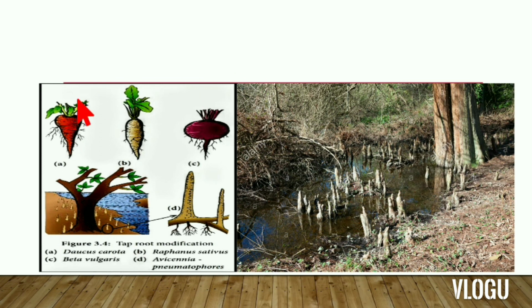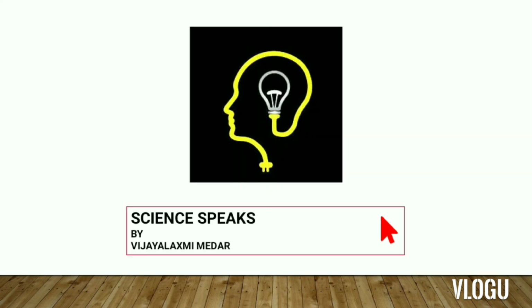So this is a review of whatever I have told you today. So we have the taproot system, the few taproot systems. The tuberous is not included anyways. Conical, carrot, fusiform, radish, beetroot. Okay. So this is a pneumatophore which is found in mangrove vegetation.